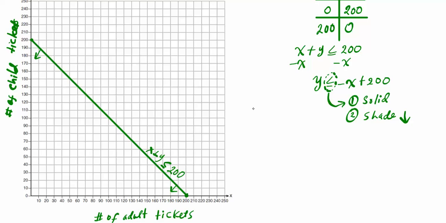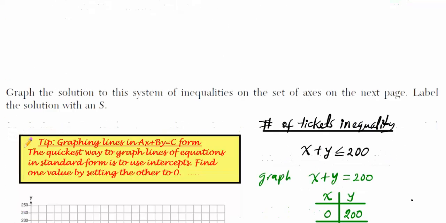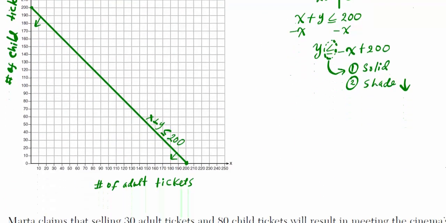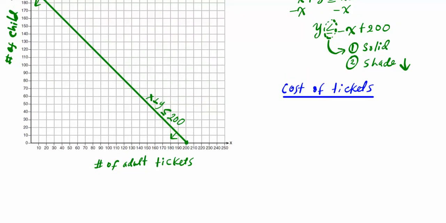All right, now let's go ahead and graph the second linear inequality. That one has to do with the cost of tickets, okay? So we're gonna do that one in blue. So cost of tickets. Okay, so cost of tickets inequality. We are going to be using the second inequality to generate our graph, okay? Let's see. Okay, so what is the second inequality?